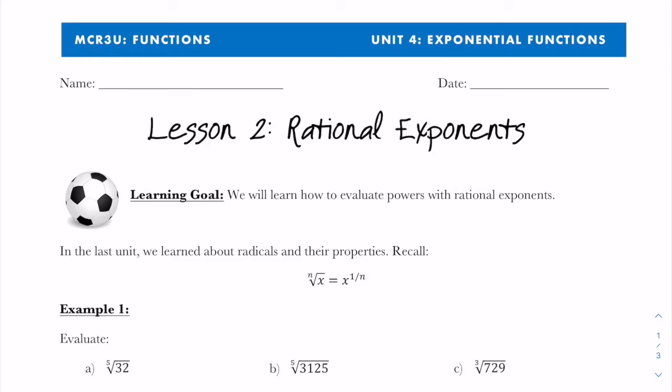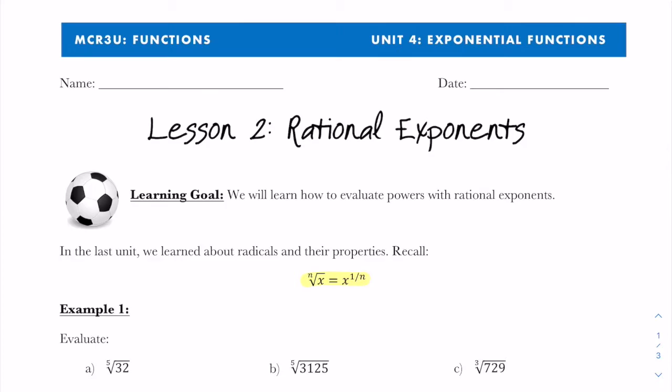Lesson 2, Rational Exponents. In this lesson, we're going to evaluate powers with what are called rational exponents. In Unit 3, Lesson 1, we learned about radicals and all of their properties. Recall an important property from that unit, that the nth root of x is equivalent to x to the exponent of 1 over n. To verify this for yourself, try it out with a simple number.